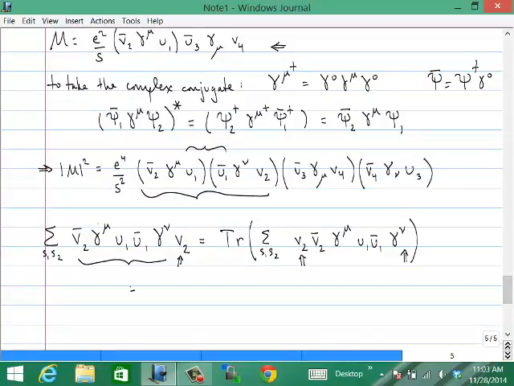And then we can use our friendly polarization sums. So the sum over spin S2 of V2, V2 bar. Let's write that out a little bit more. The sum over S2 of V2, V2 bar is P2 slash minus M. And then we get a gamma mu, and then we get a P1 slash plus M times gamma nu.